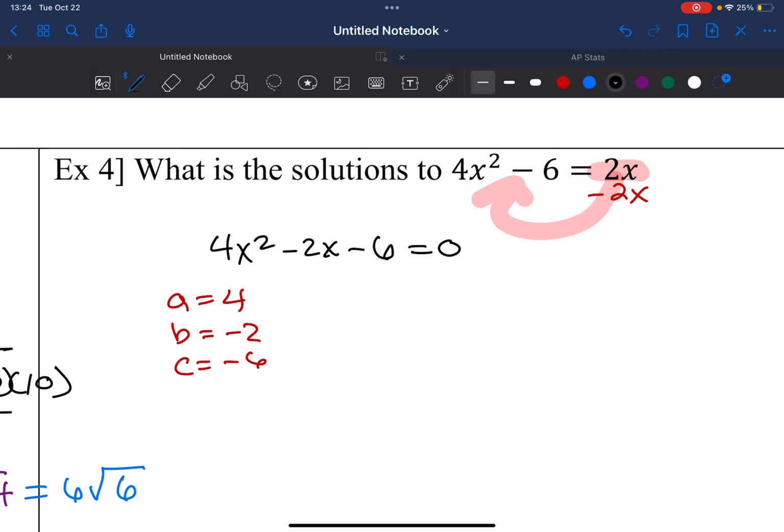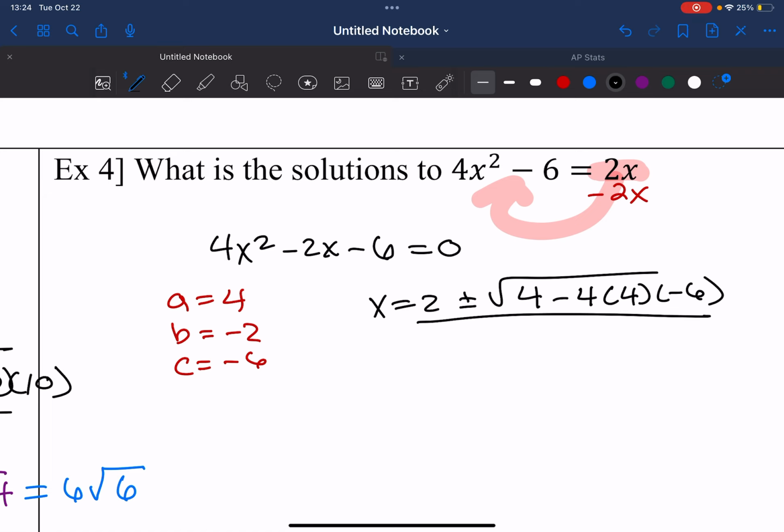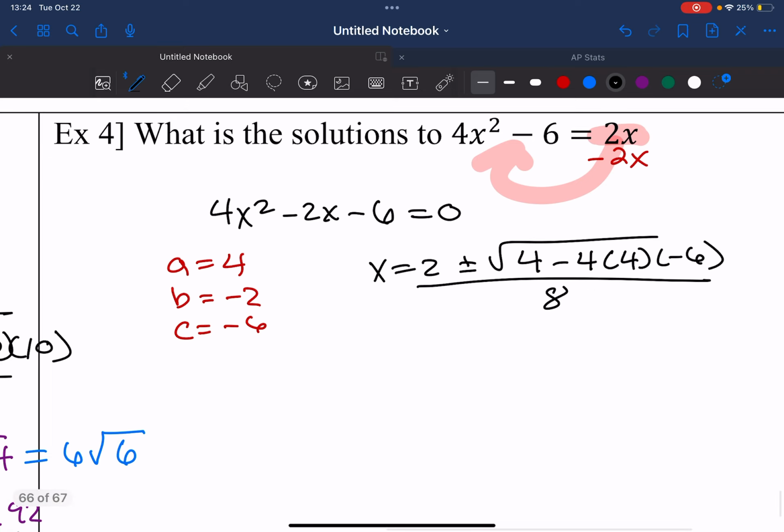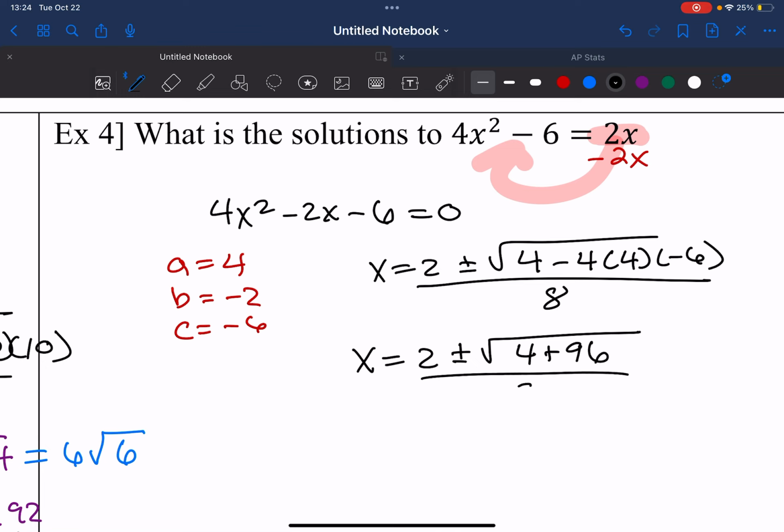And then plugging into my formula, I get x is equal to 2 plus or minus the square root of 4 minus 4 times -6, all divided by 8. Okay. This gives me x is equal to 2 plus or minus the square root of 4 plus 96 over 8, which gives us x is equal to 2 plus or minus the square root of 100 over 8.